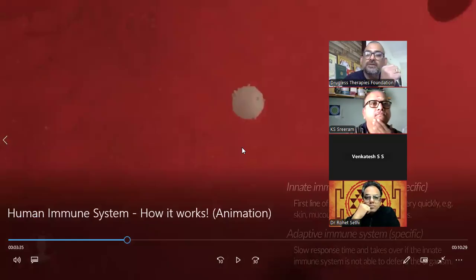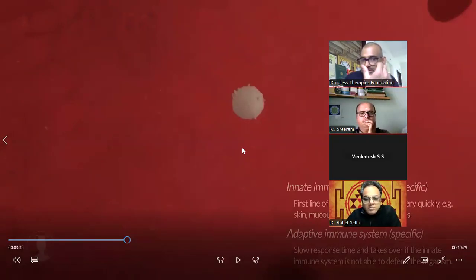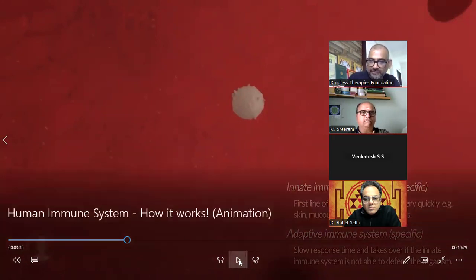Now, what is the neutrophil? You have seen that the neutrophil is moving freely. The innate immune system is non-specific. It is the first line of defense that responds very quickly. That is skin, mucous membrane and neutrophil. And there are two types, non-specific and specific. The adaptive immune system is a slow response and takes time. If the innate immune system is not able to defend the organism, then what happens? There is a step by step involvement of the immune system.